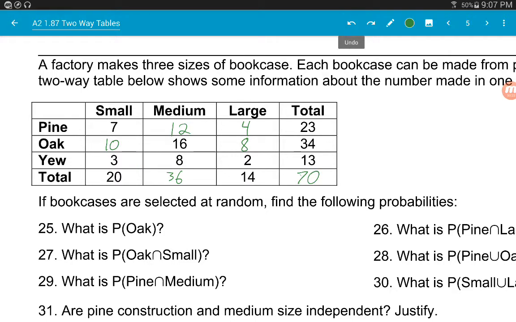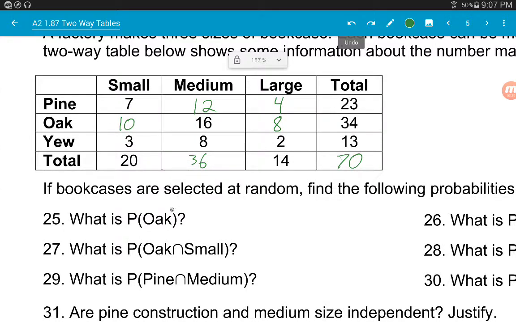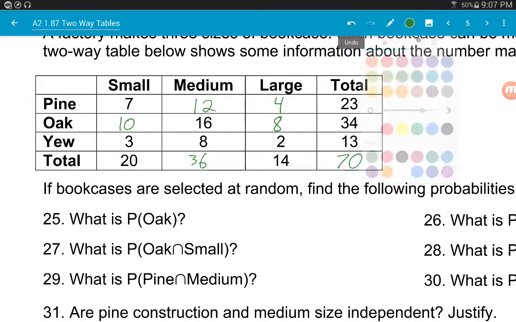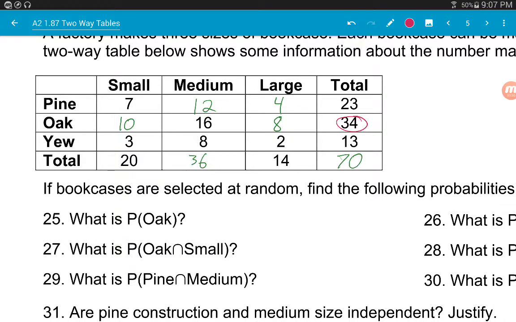Now, simple probability first. What is the probability of getting an oak bookcase if I picked one at random? So how many oaks are there? There are, let's see, 10, 16, 8. There are 34 oaks. 34 total oaks. So 34 oaks out of 70 total. And you could simplify that by dividing them both, or you can turn it into a decimal. If you simplify it, it turns into 17 over 35. So that's simple probability. You're always looking at the totals.